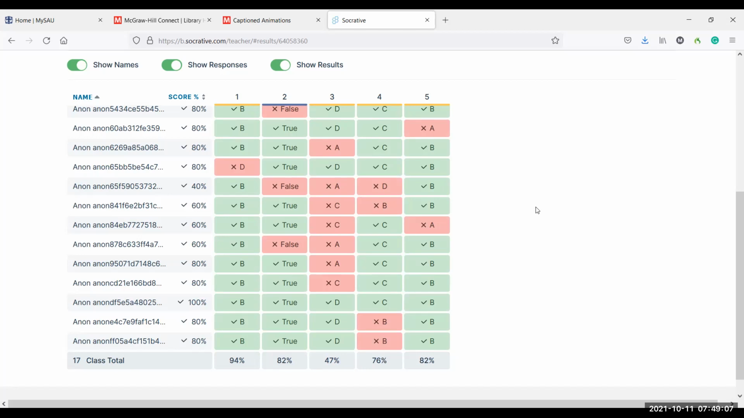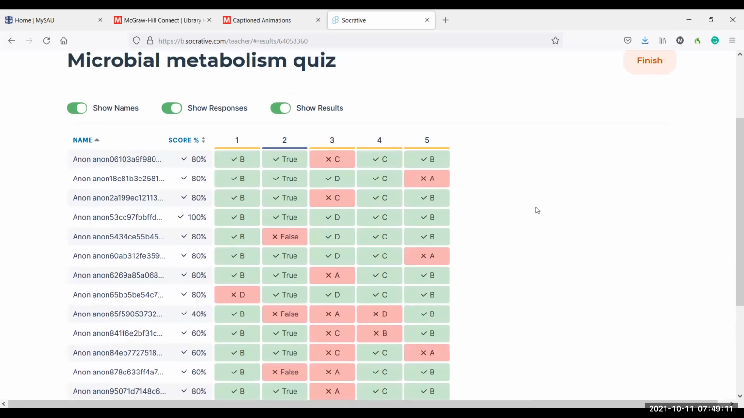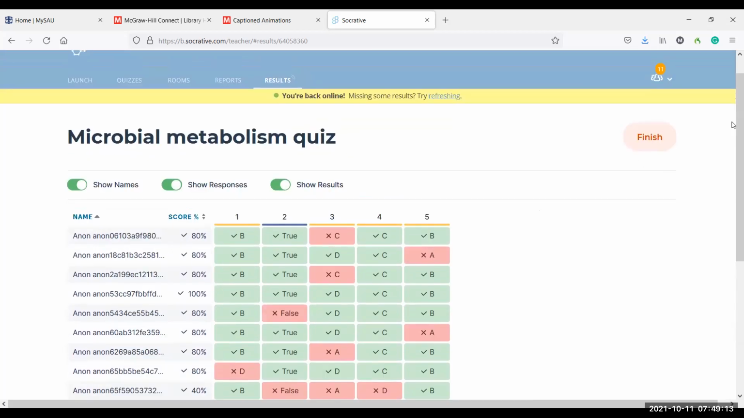Well, none that you can see. Some people can see their scores, some people can't. And I've tried to figure that out, and McGraw-Hill can't figure it out either.